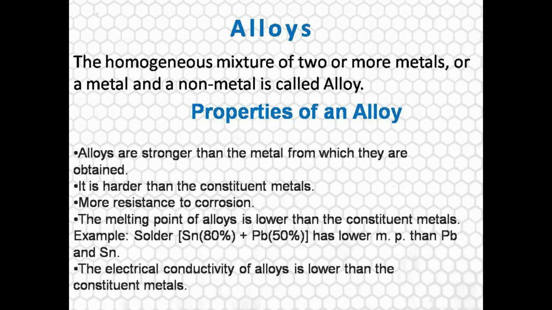Then here comes alloys. The homogeneous mixture of two or more metals or a metal and a non-metal is called an alloy. Then what are the properties of alloys? Alloys are stronger than the metal from which they are obtained. It is harder, obviously, and more resistant to corrosion. The melting point of an alloy is lower than the constituent metals. For example, solder, Sn 50% and Pb 50%, has a lower melting point than lead and Sn. The electrical conductivity of alloys is also lower than the constituent metals.